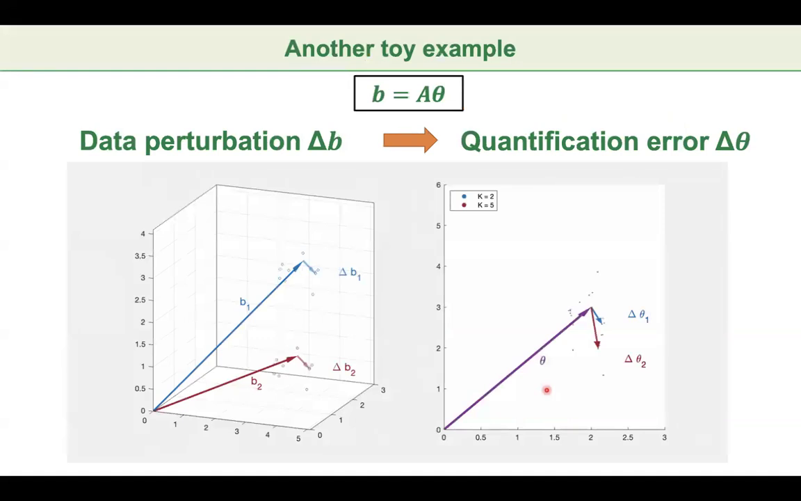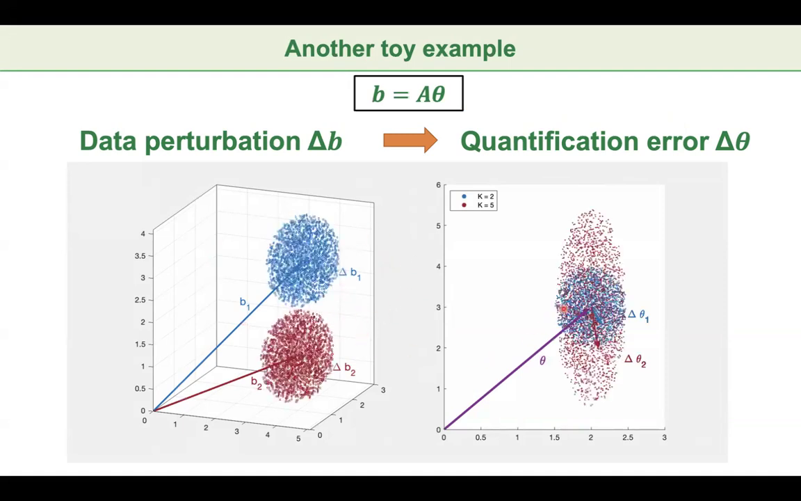Here's another toy example illustrating the effectiveness of the k-value. In the previous example, we added a perturbation to different theta. Well, in this example, we added a set of different perturbations to both groups and kept the theta fixed. As we can see, the matrix with larger k-value, which is the red one, will tend to have larger quantification error compared to the matrix with the smaller k-value, which is the blue one.